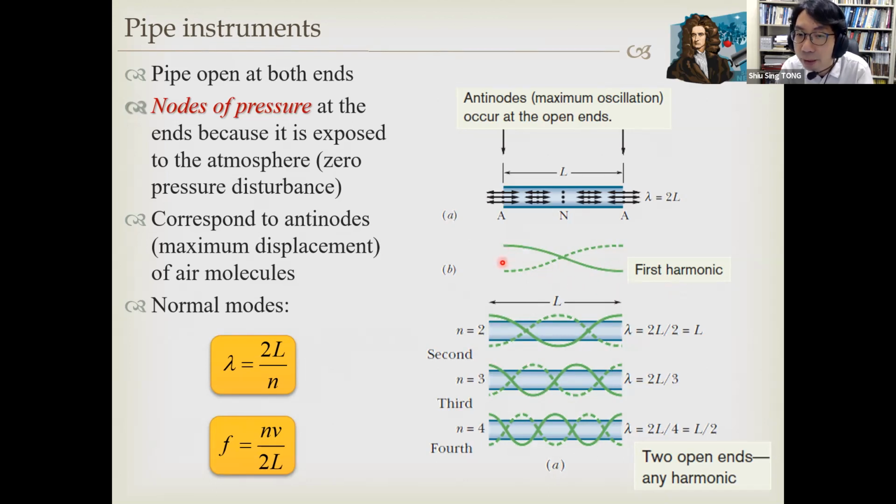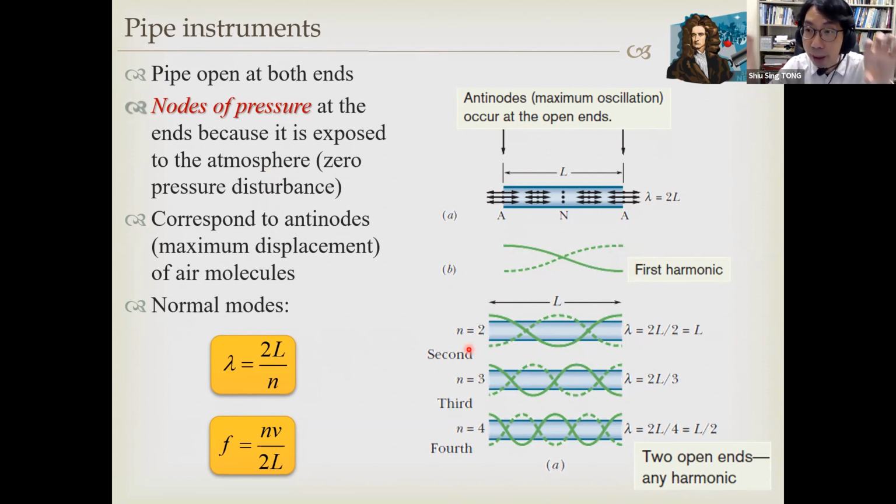The disturbance, now this is the displacement wave for the air molecule. The displacement U is maximum at both ends, and there's a node in the middle. It's different from a string. When you have a string, the displacement at both ends is zero, right? But now the reverse happened.